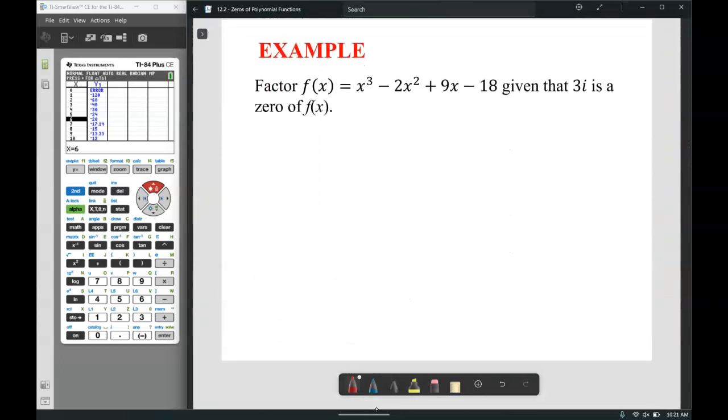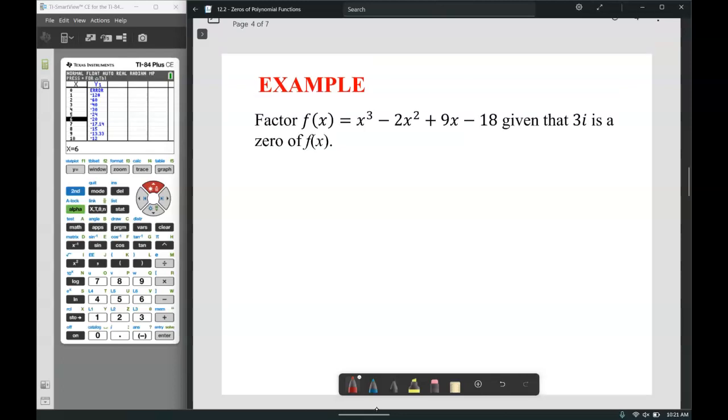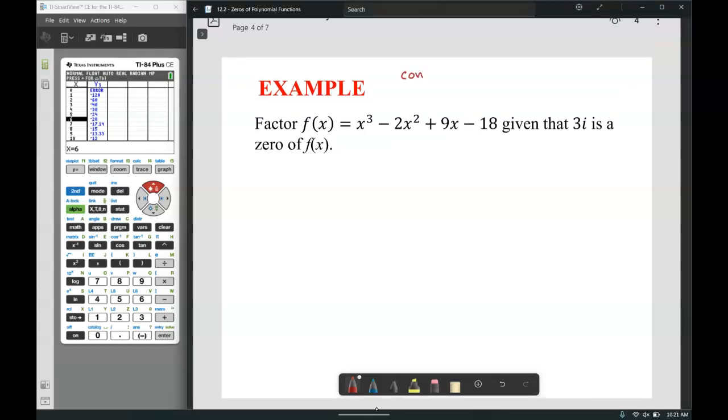So we're going to do it again, but now we have a complex number. We have 3i, and this leads into our complex conjugates theorem. When we are given a 0 that is non-real, such as anything in the form a plus bi, again, this is going to be an a value of 0, so we just have 3i, that's our b value. Non-real zeros come in pairs.